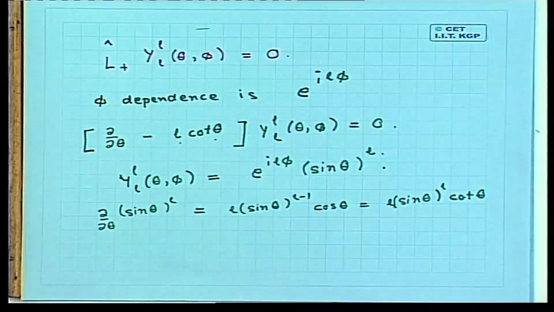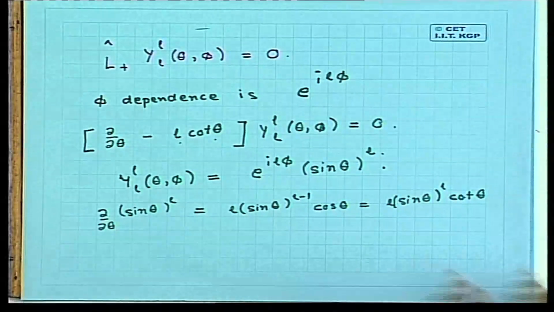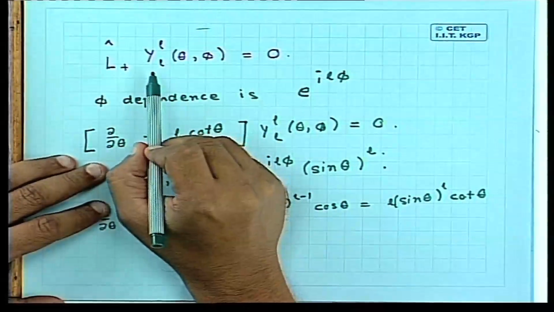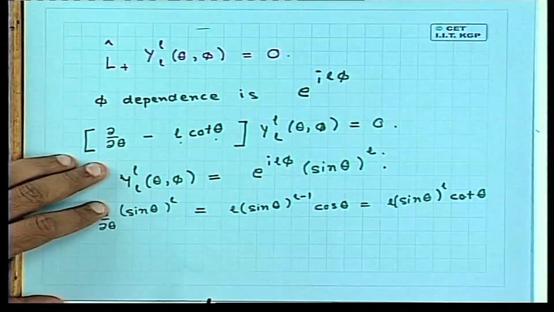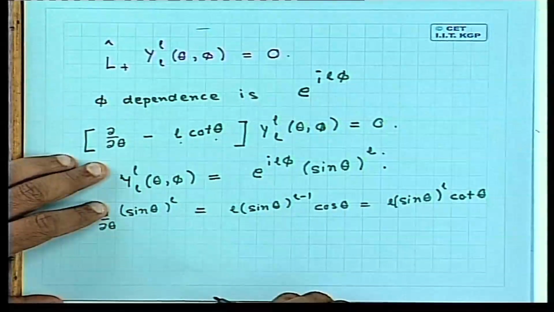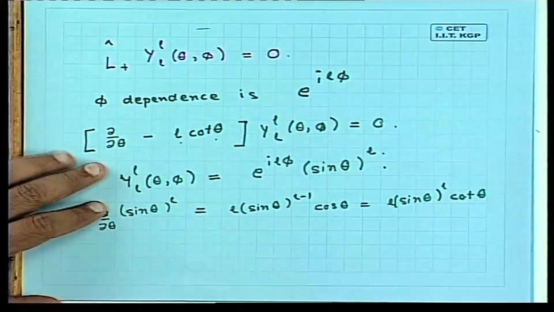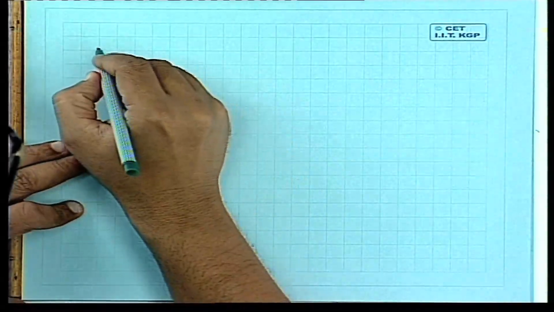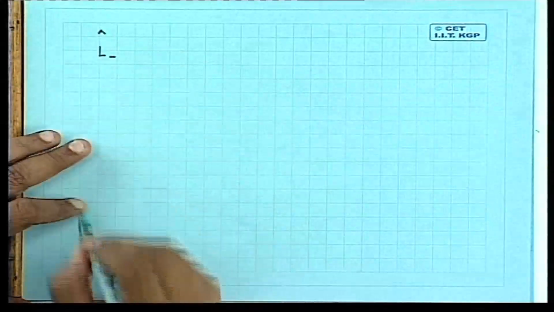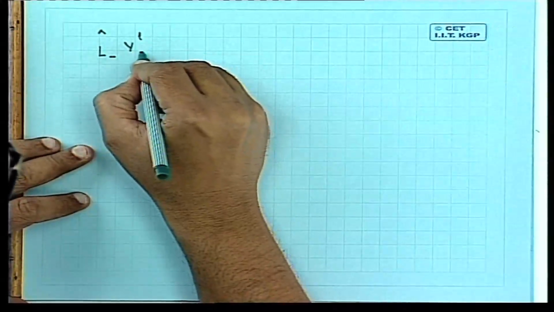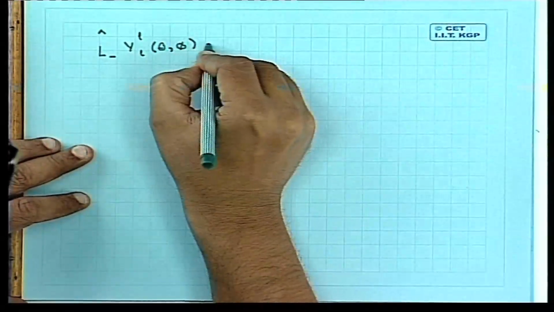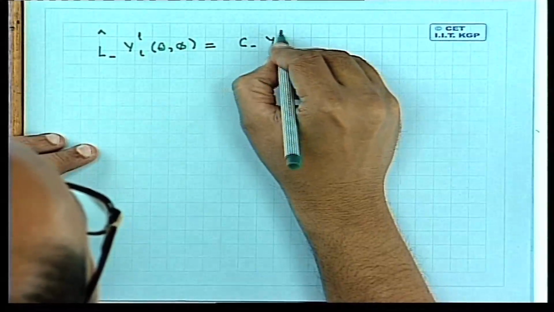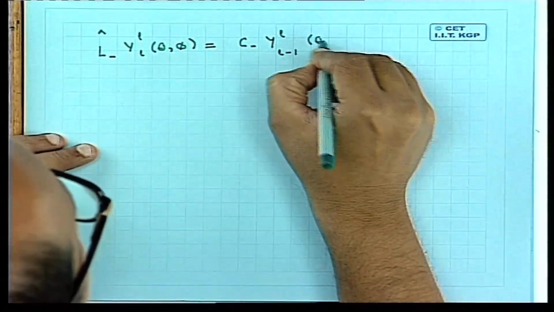So once we know Y_LL, this is the eigenfunction corresponding to the maximum value of M, which is M is equal to L. Now if we act with L minus on this, we will get the eigenfunction with the eigenvalue which is just one lower than the maximum. So L minus acting on Y_LL theta phi will give us C minus into Y_L L minus 1 theta phi.